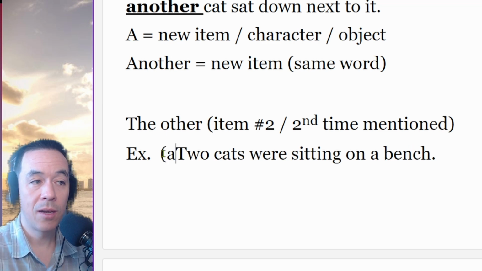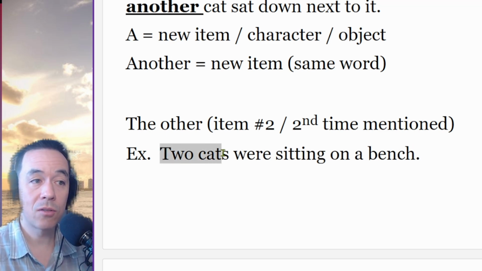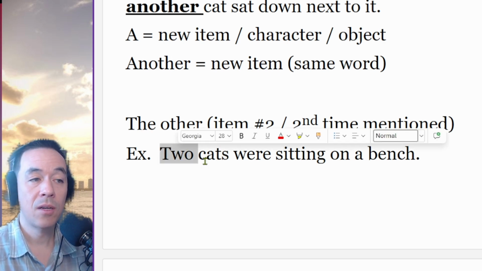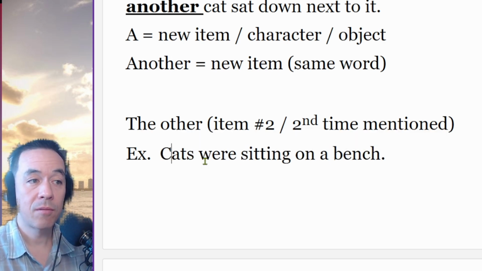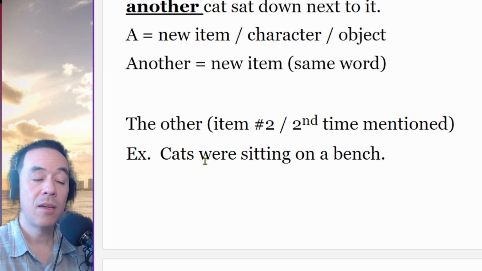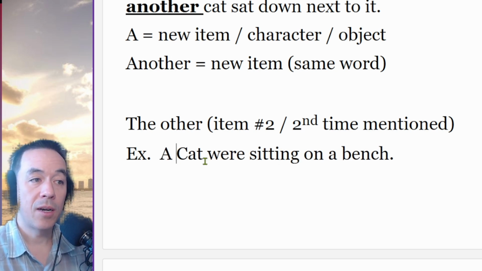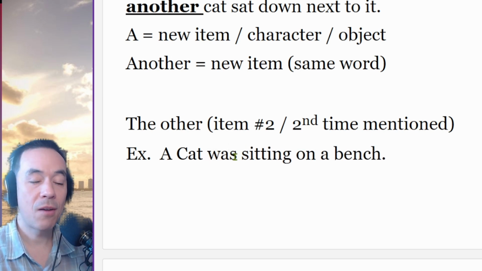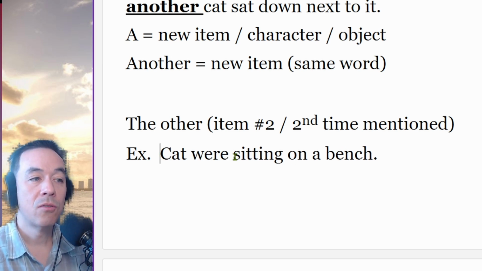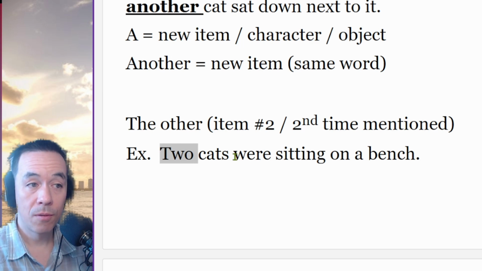For plural, you don't need anything, just two cats, or just cats. Cats were, that's enough. If it was one, we say a cat. A cat was. Okay, yeah, it gets tricky. Everything changes. It's so many, but we'll do this slowly. So we'll go back to two cats.